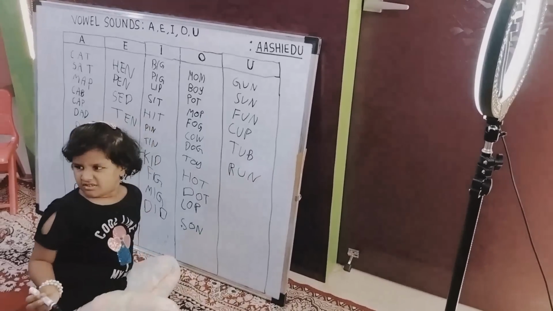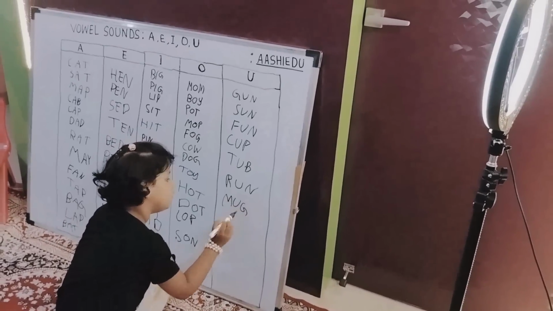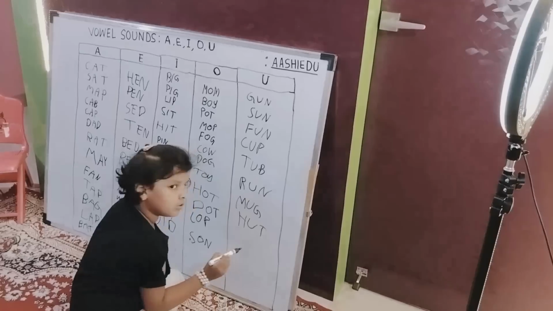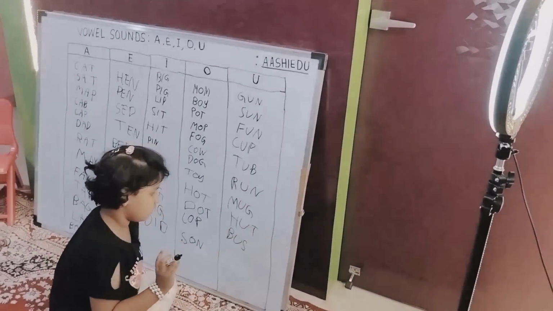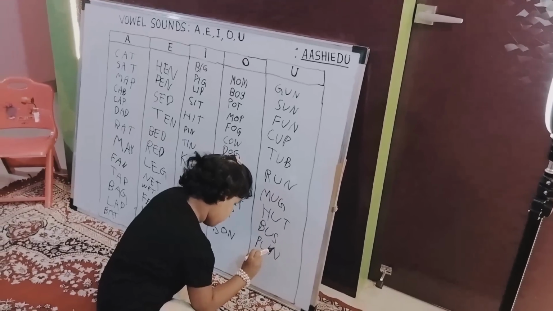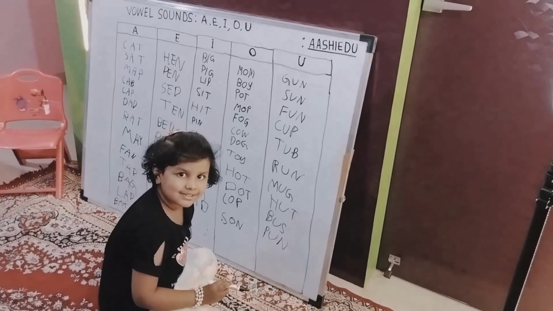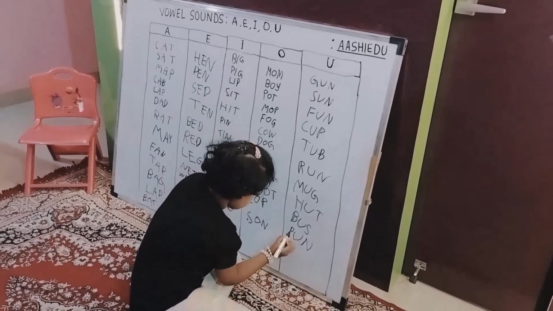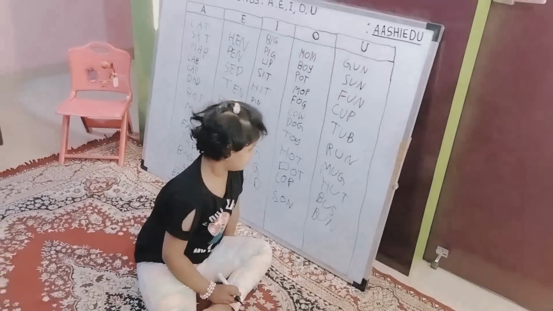Mug. M-U-G. Hut. H-U-T. Hut. Bus. B-U-S. Bus. Bun. B-U-N. Bun. Okay. Now complete.